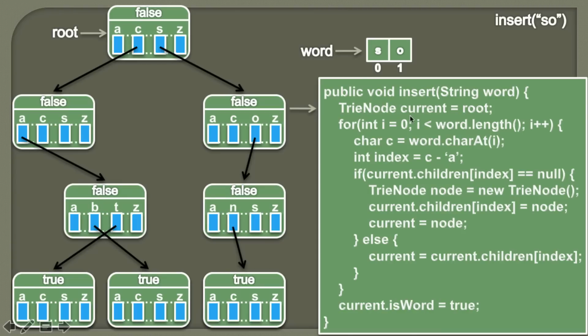We will start from the root by creating a temporary trie node by the name current. We'll provide a for loop which will iterate over each and every character of this word. So first we'll insert S. We'll first evaluate its index position by subtracting A from S. So index becomes 18.